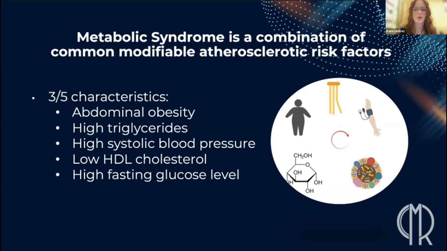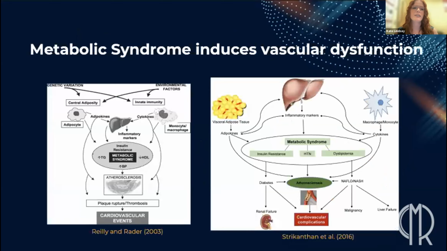Now, what does this cause? Well, metabolic syndrome over time can induce vascular dysfunction in the body through a variety of pathways. There's, of course, genetic and environmental factors, as well as those metabolic factors I mentioned earlier, which combine and create a pathway of inflammation, progressively leading over time to things like vascular dysfunction or atherosclerosis.